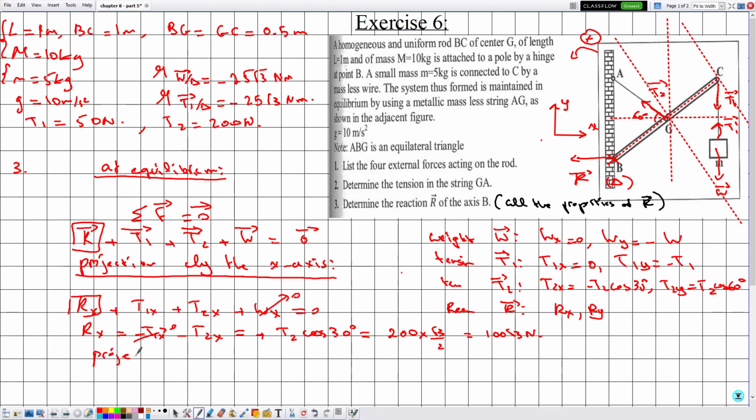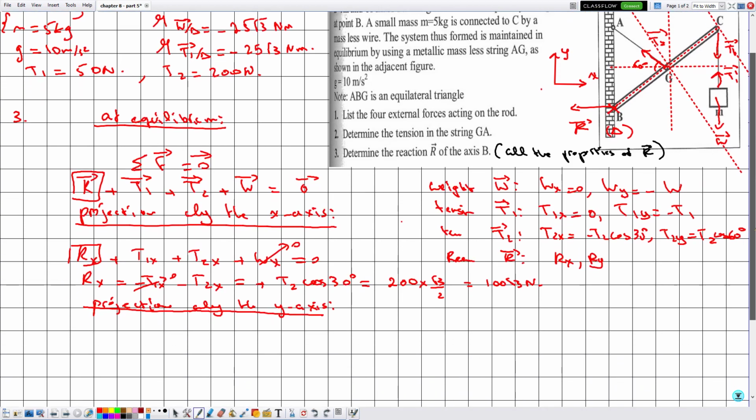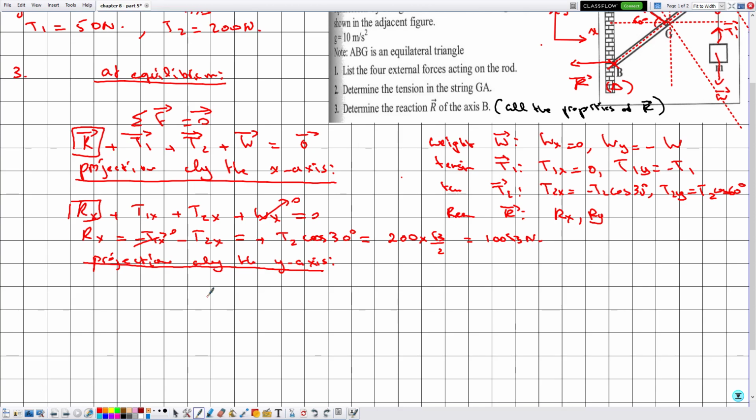Now projection along the y-axis, so we will drop down the vector quantities. Each vector quantity will carry the label y. This is Rx. What about Ry? Plus T1y plus T2y plus Wy is equal to 0.